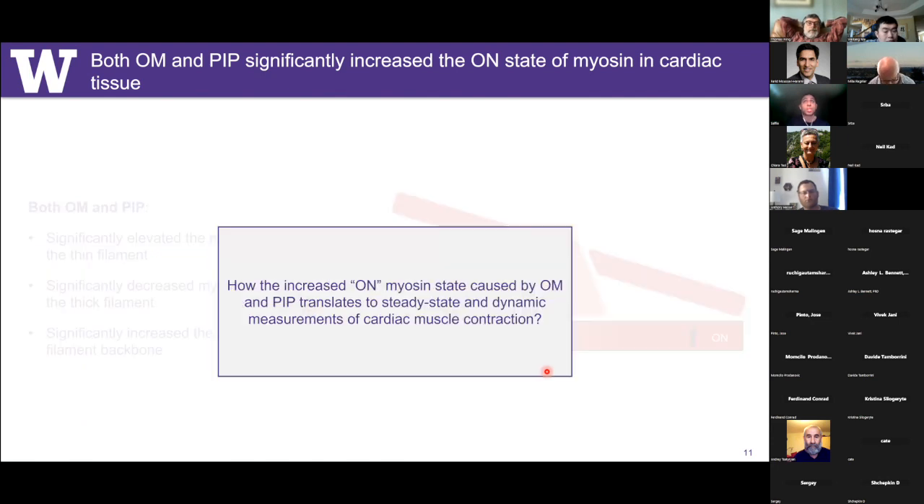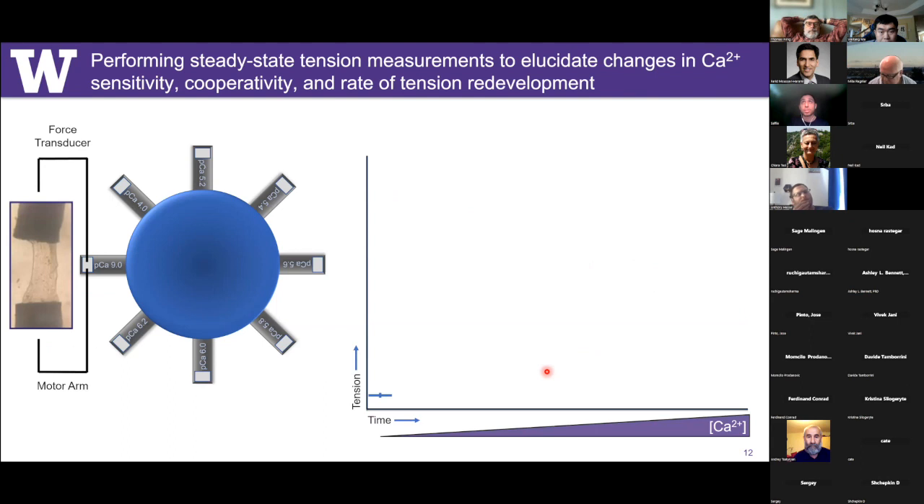And so next, what we wanted to investigate is how the increased on myosin state caused by OM and piperine translated to steady state and dynamic measurements of cardiac muscle contraction. To assess the functional impact of OM and piperine on cross-bridge cycling and recruitment, we first performed steady state mechanical measurements on permeabilized pig tissue with 3% dextran in our solutions. This steady state assay can elucidate changes in calcium sensitivity, tension generation, myosin cooperativity, and cross-bridge cycling rate.